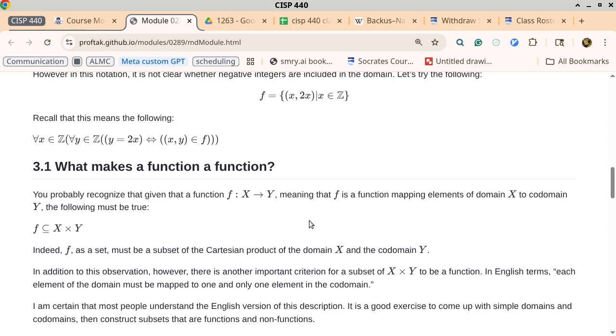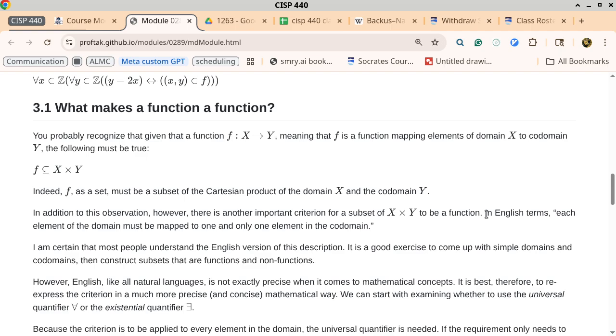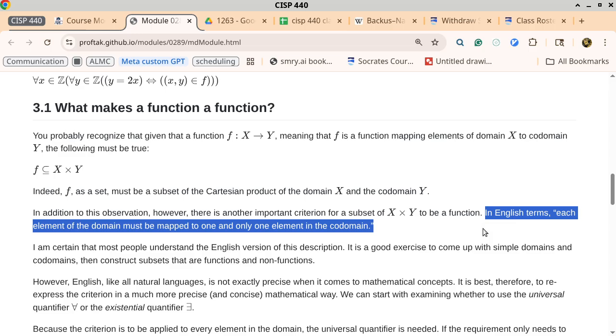All right, so the other condition is in English terms, so I'm just going to highlight the wordy version of that. In English terms, the other necessary condition that needs to be true is: each element of the domain must be mapped to one and only one element in the codomain. Okay, so what does that mean? I'm not going to go any further, and instead I'll give you a few examples, and you can tell me whether the highlighted portion is true or not. So we're only focusing on the highlighted portion.